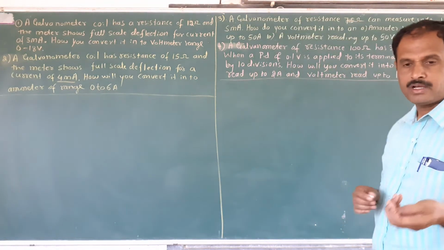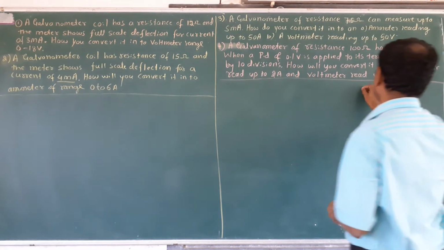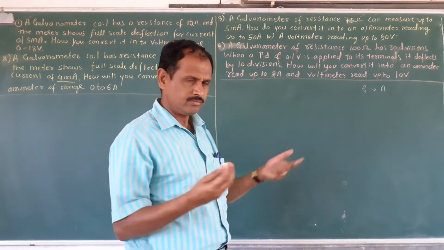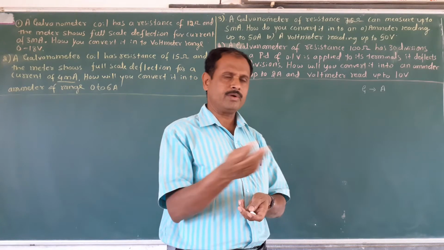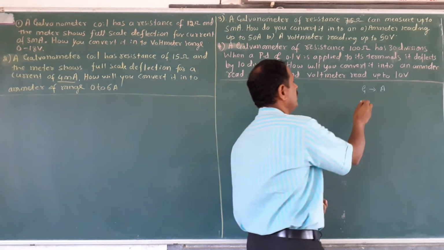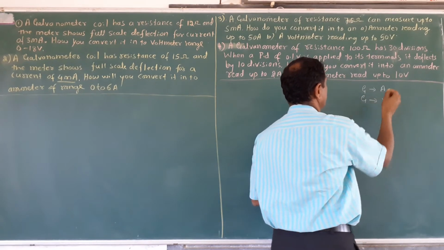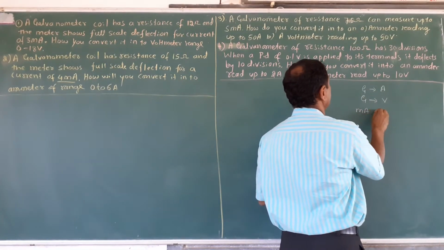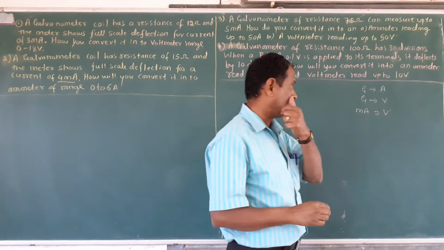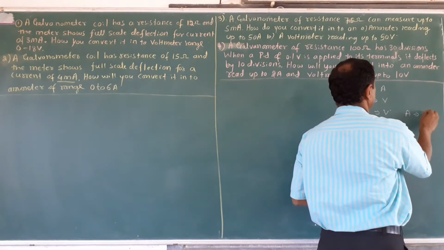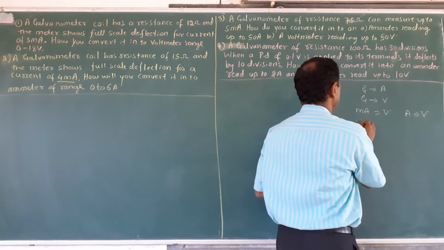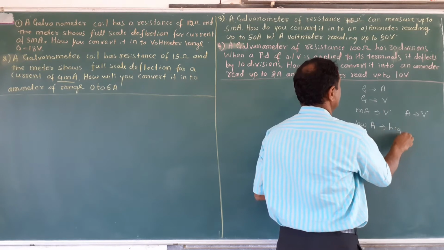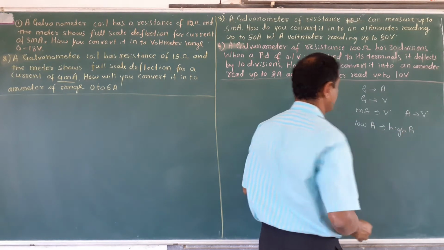What are the possible conversions of meters? You can convert a galvanometer into an ammeter. You can convert a galvanometer into a voltmeter. Then a milliammeter can be converted into a voltmeter. That is one more point: an ammeter is converted into a voltmeter. And a low range ammeter into a high range ammeter. These are the possible conversions.